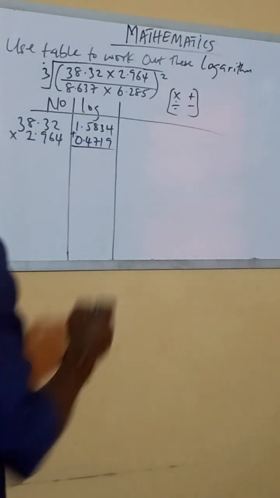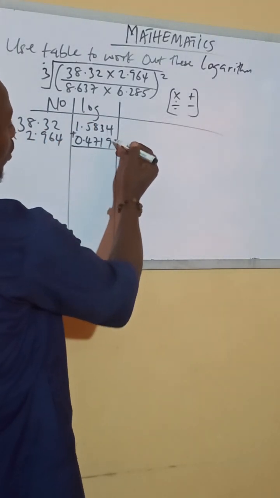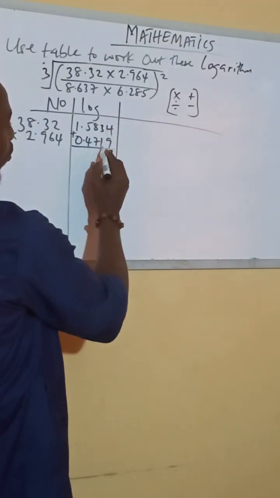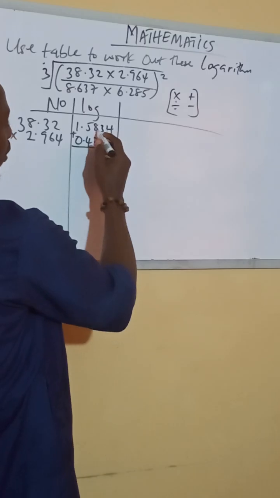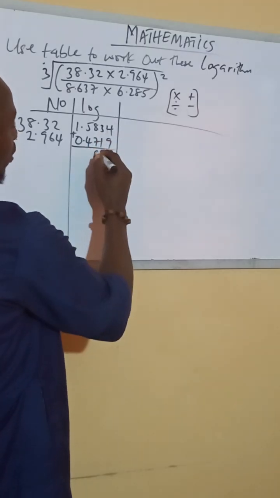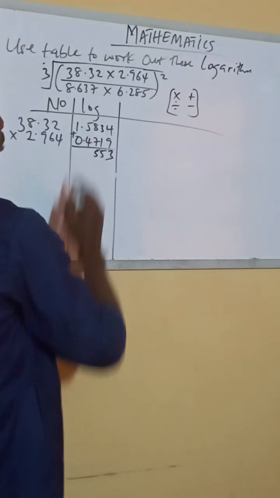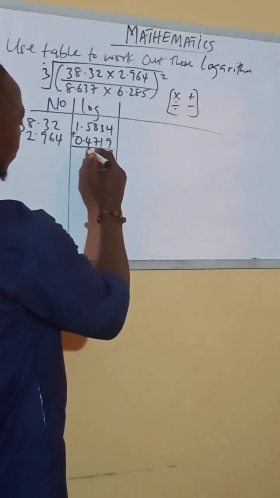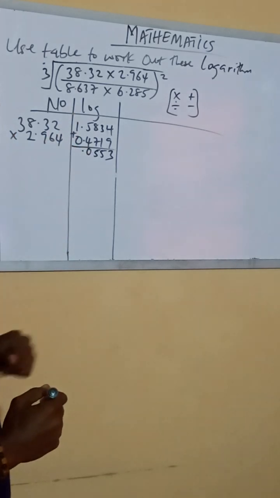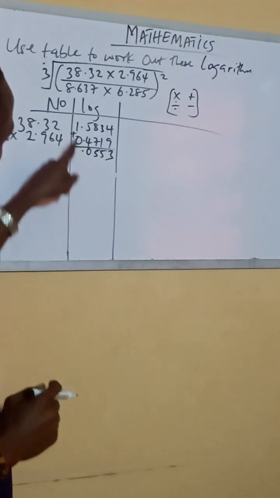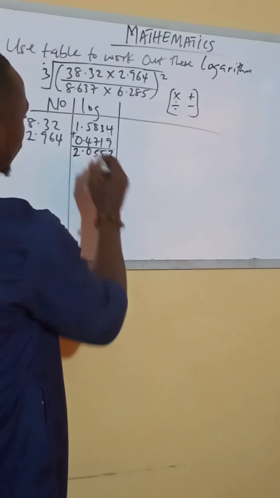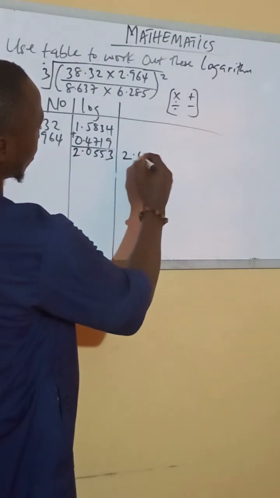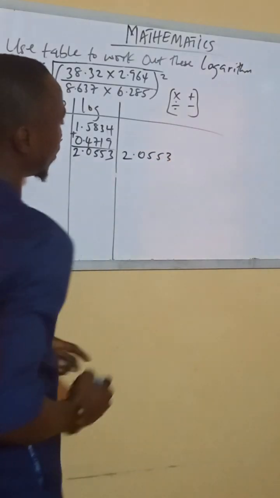Now to add this together, 4 plus 9 gives us 13. Write down 3, carry 1. 1 plus 3, 4. 4 plus 1, 5. 8 plus 7 gives us 15. So write down 5, carry 1. Add that to this, we'll have 6. 6 plus 4 will give us 10. So write down 0, carry 1. Put your decimal. That 1 plus this 1 up there will give us 2. 2 plus 0 will give us as well 2. So what you have here, you move it down to the right hand side, 2.0553. That's the first thing you do.